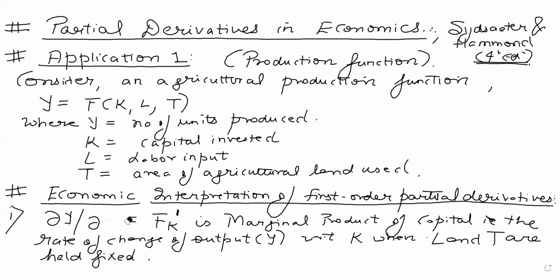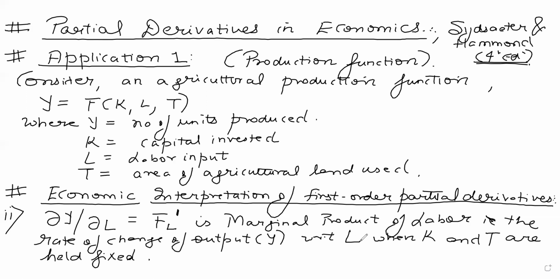Similarly, if I write the second interpretation, what will del y by del L be? I can write it as FL dash. It is the marginal product of labor. That is the rate of change of output with respect to labor when capital and land are held fixed.